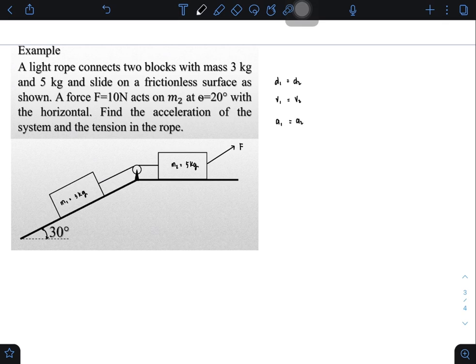So in this case, we're going to find the acceleration of the whole system and the tension connecting the first block and the second block. So we're going to find the tension there.